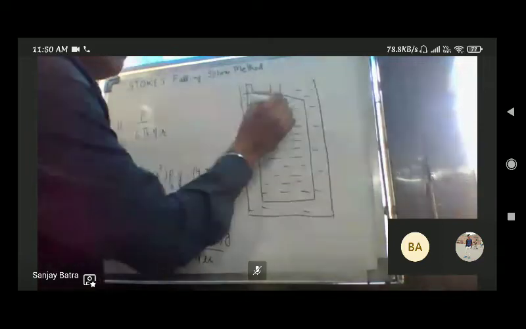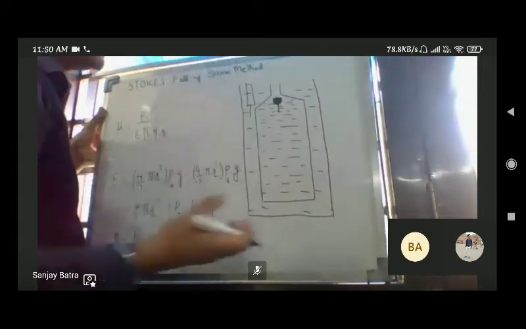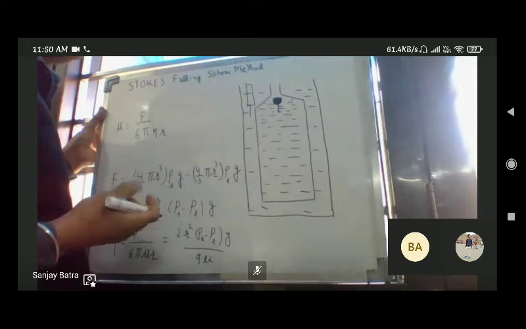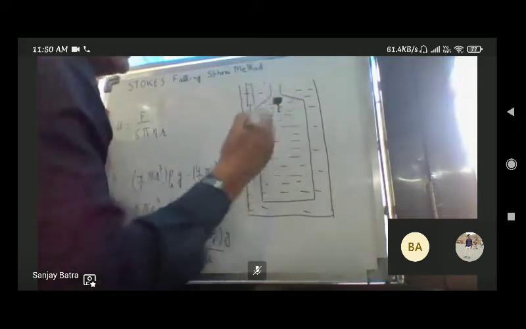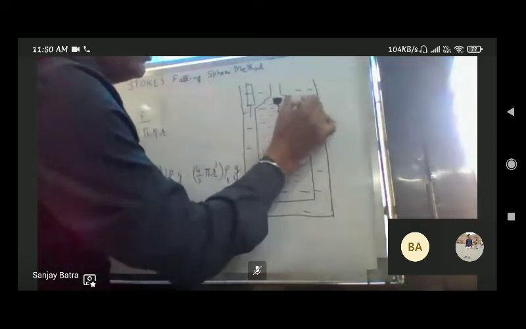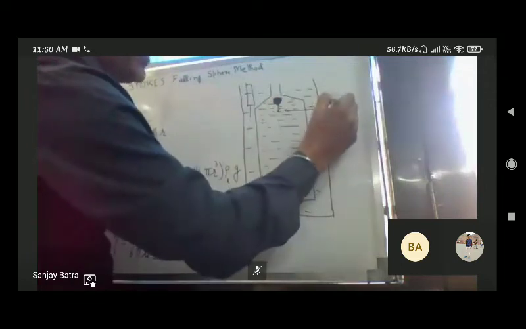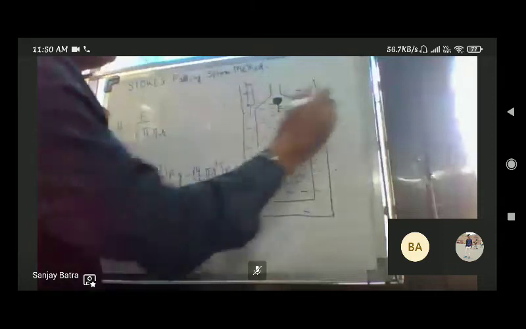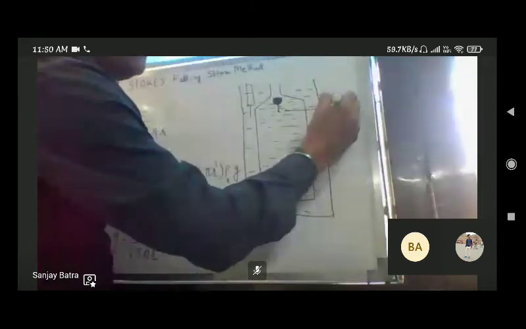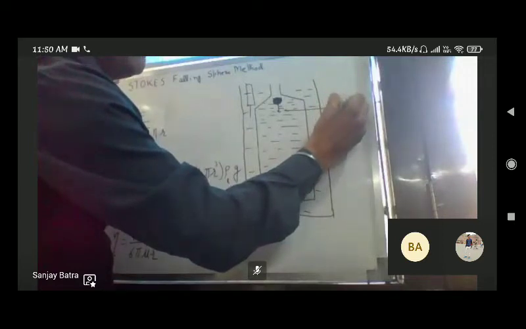The first force is the weight of the spherical ball, that is m into g. The force, which is the downward force, is equal to the weight of the ball, and that would be m into g.